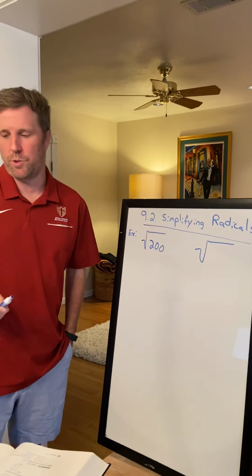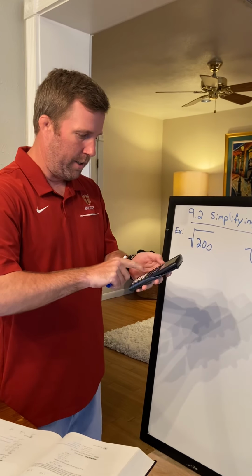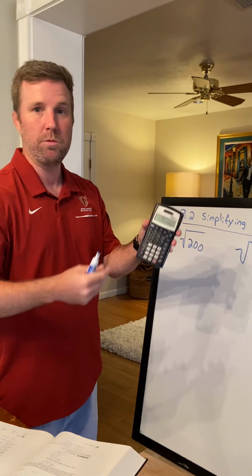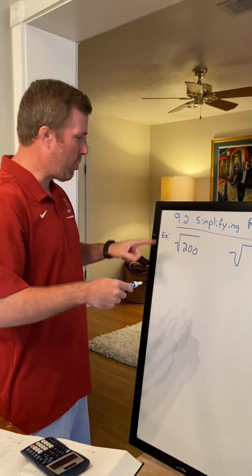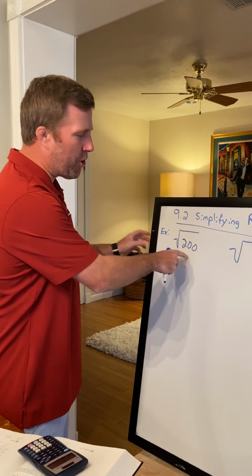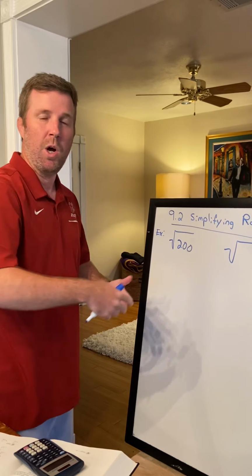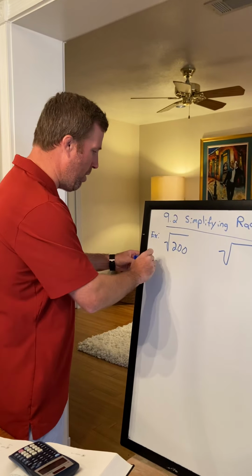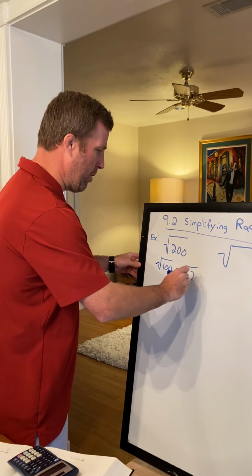Let's try the square root of 200. Again, 200 is not a perfect square. If I do it in my calculator, second x squared 200 equals, I get a decimal. It goes on and on. Well, we want an exact answer. So think about this. What could I break 200 down into to where I have a perfect square that goes into it? Well, I know 100 is a perfect square. So I can break down the square root of 200 into the square root of 100 times the square root of 2.